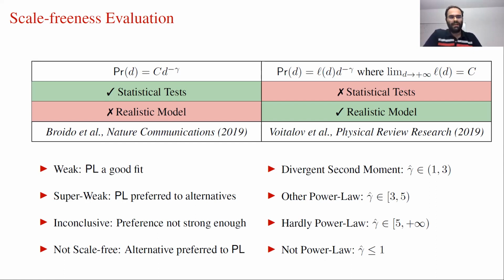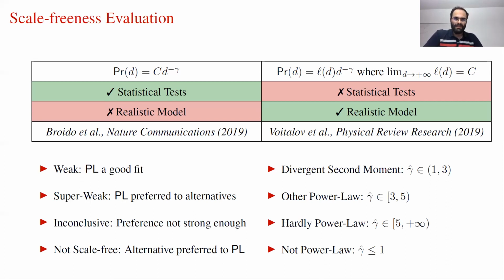For example, when gamma hat is between 1 and 3, the second moment of the degree distribution is diverging. So we have infinite variation in the degrees, and this is the highest class of scale freeness. When gamma hat is between 3 and 5, both the first moment and second moment converge to a constant, but still the degree heterogeneity is distinguishable from a network of the same size that we would observe.